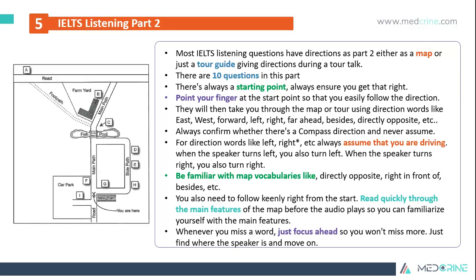For direction words, for example, left and right, we assume that you're driving. So when the speaker turns right, you also turn right. When the speaker turns left, you also turn left. And at this point, you need to be familiar with some map vocabulary, for example, directly opposite, right in front of, beside, just behind, and many others.